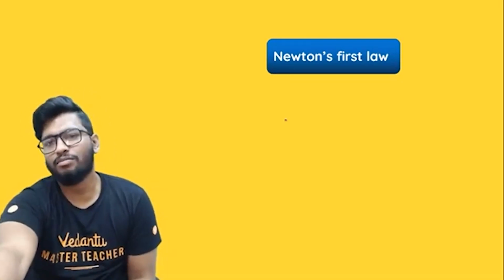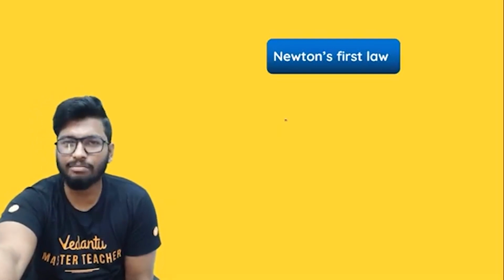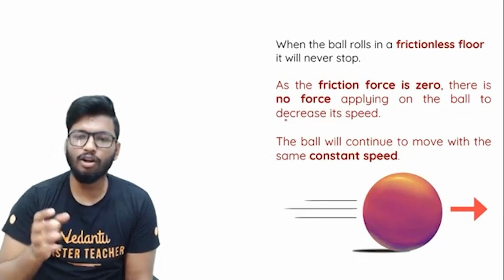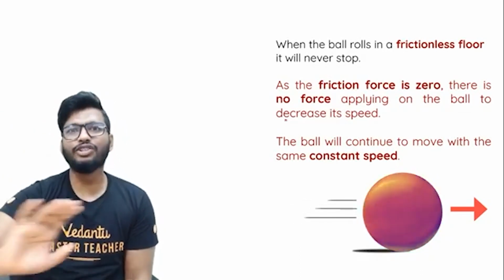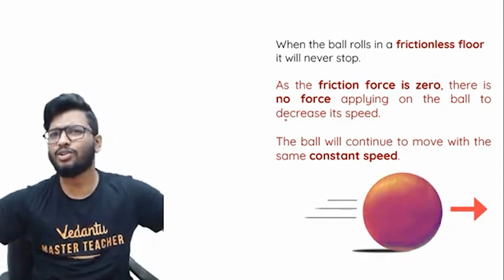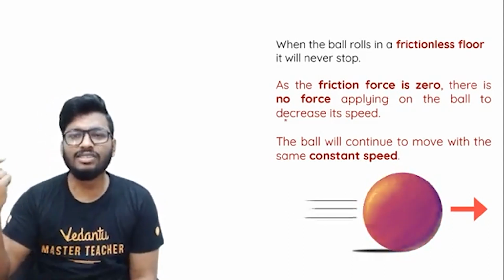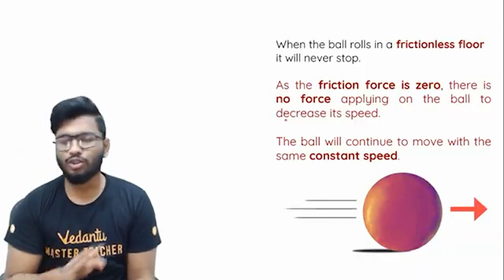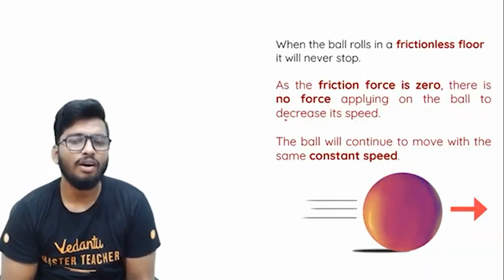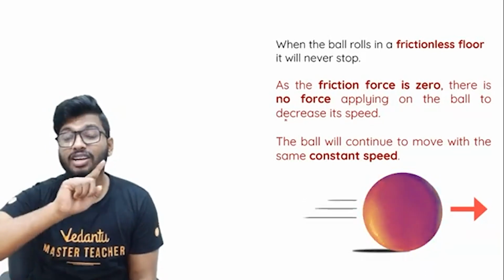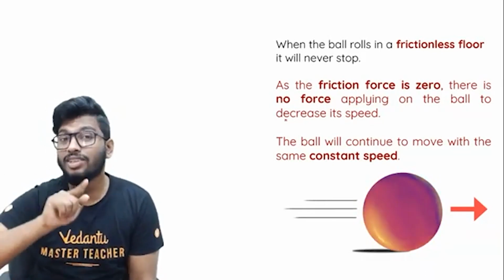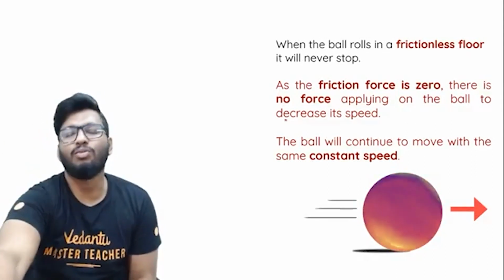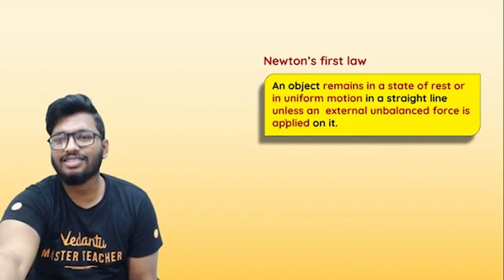So what does Newton's first law of motion state? Let's understand with a very simple example. Imagine there's a ball, guys, and this ball is rolling on a frictionless floor. There's no friction whatsoever. Because there is no external force acting on it, and the frictional force is also zero, what would happen? This ball will continue to move with that same constant speed. This is what is known as your first law of motion.